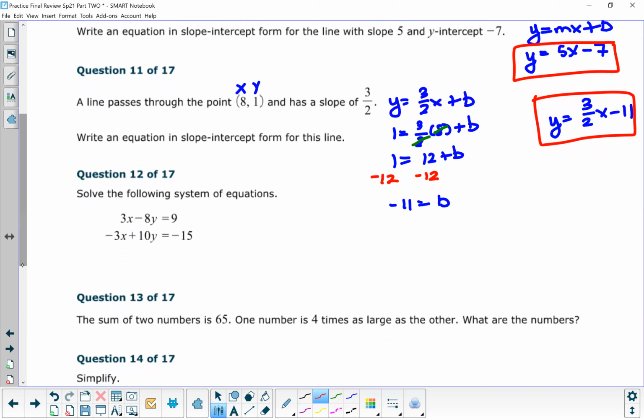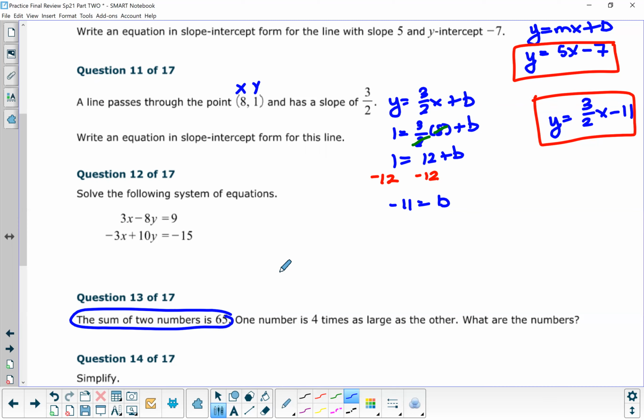All right, question 13 says, the sum of two numbers is 65. I think I'm skipping one. Yes, sorry about that, I skipped to 13. Let me step back a little bit.